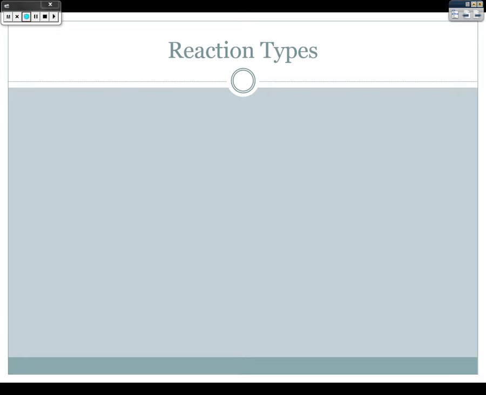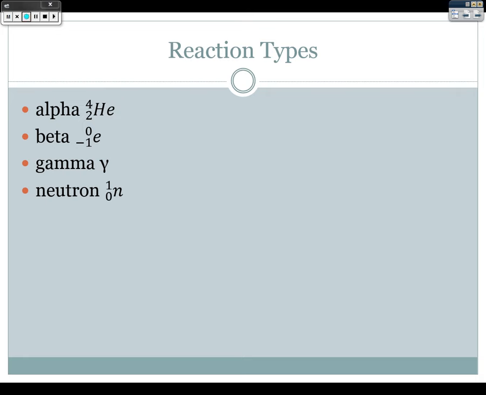So the first thing we need to briefly talk about is the fact that there are 4 different reaction types that we're going to be looking at here. There's alpha radiation, which is a helium nucleus, beta radiation, which is an electron, gamma radiation, which is just straight energy, and then neutron radiation, which is obviously just a neutron.